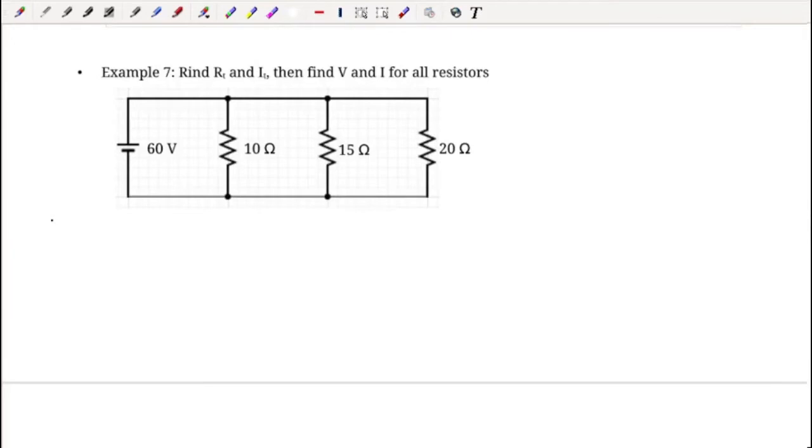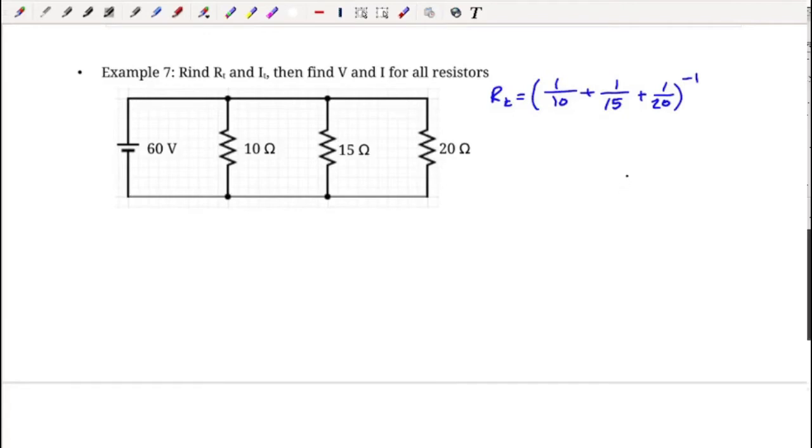Example number 7, find the total resistance, the total current, and then find the voltage and the current for all resistors. So total resistance is going to be the inverse of 1 over my first resistor plus 1 over my second resistor plus 1 over my third resistor, inverse. Now it'd be nice if this inverse could just flip each of these fractions individually, but it doesn't quite work that way. We actually have to find the sum of the fractions first, and then take the inverse. So go ahead and type that into your calculator. 1 over 10 plus 1 over 15 plus 1 over 20. Inverse that to the power of -1.